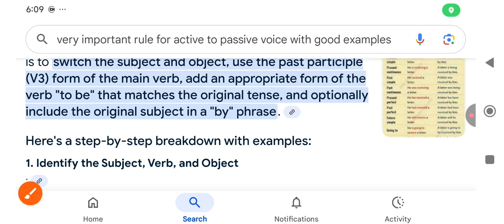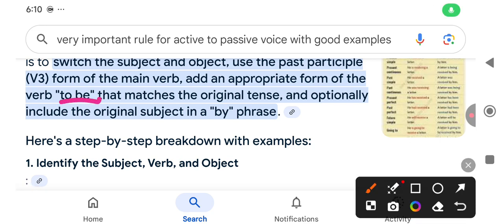Then apart from this to be, it matches the original tense. The important thing is that to be must be matched with the tense which is given in the active voice, and optionally include the original subject in a by phrase. So the by phrase is not always necessary, but yes.